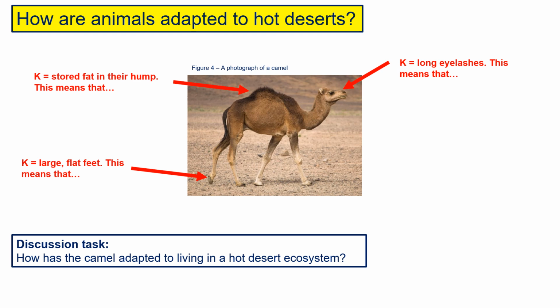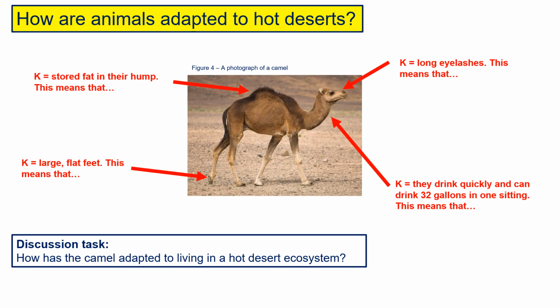In the hump of a camel, it stores fat. This fat provides the camel with energy and nutrients, which means the camel can survive long periods on walks without eating, which is crucial as there is a lack of food for the herbivore camel in the desert. And finally, they can drink really quickly and quite a lot of water, so they can drink 32 gallons of water in one sitting, meaning that they're going to be very well suited to survive with the lack of rainfall, as there's only 250 millimetres a year.